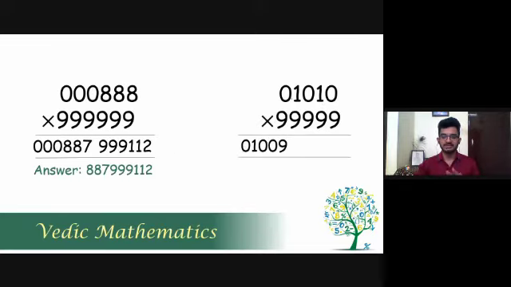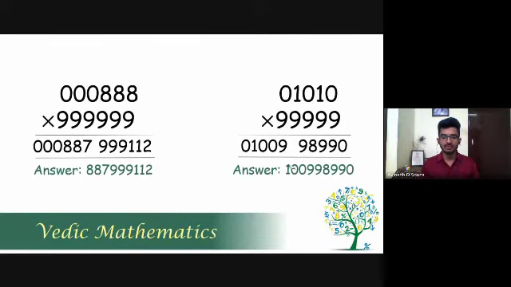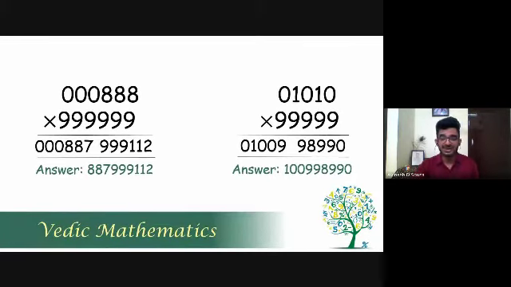So 01010 minus 1 gives you 01009, and from each of the digits of the left part, you have to subtract from 9. So you get 9 minus 0 is 9, 9 minus 1 is 8, 9 minus 0 is 9, 9 minus 0 is 9, and 9 minus 9, that gives you 0. So you get 100998990. I know it's pretty difficult to read out the answer, but it's not difficult to find the product.